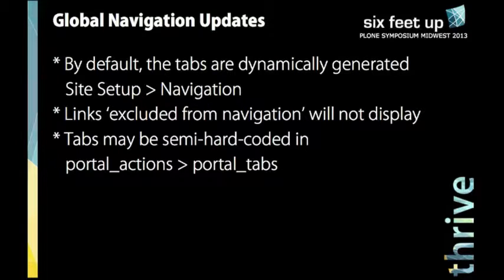The global navigation, this is the main navigation bar that will appear at the top of the Plone site. By default, these tabs are dynamically generated, but that can be changed in site setup and navigation. You can change them so they're not dynamically generated, and you can specifically set which links appear. Also, when you edit an item, go to the Settings tab, there's an option for Excluded from Navigation. And that'll make sure that that item does not display in the global navigation at the top or in the navigation portlet.